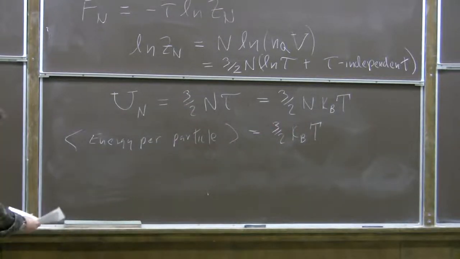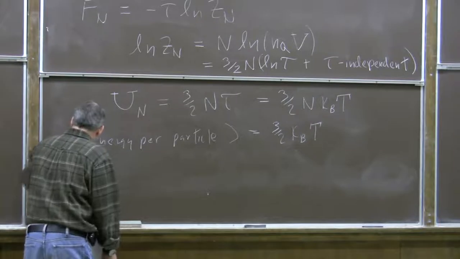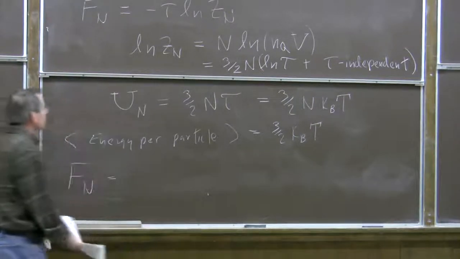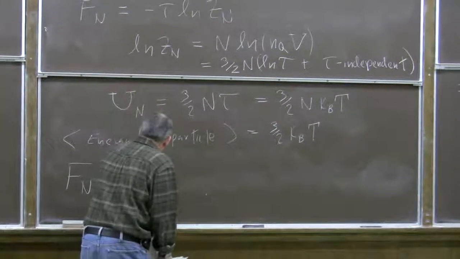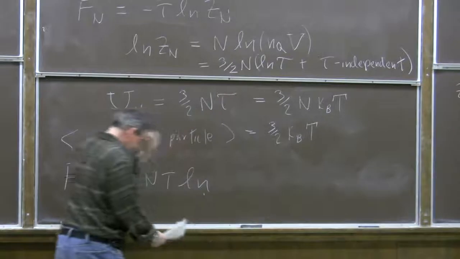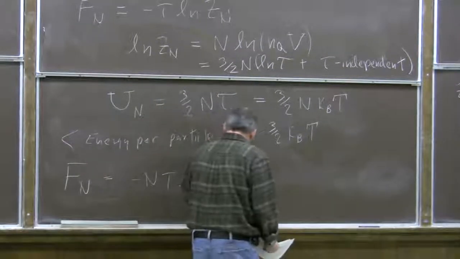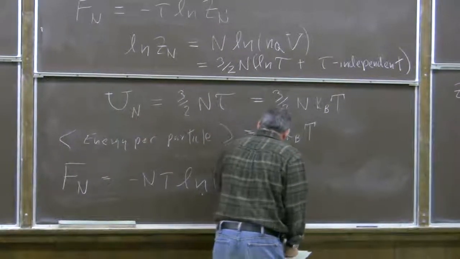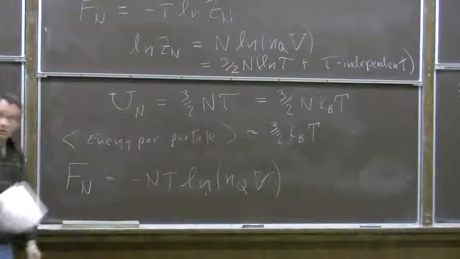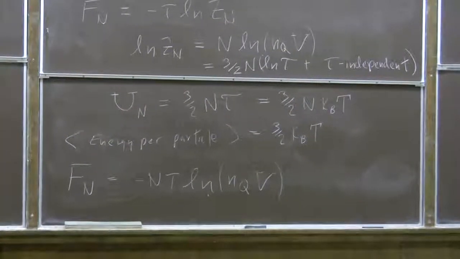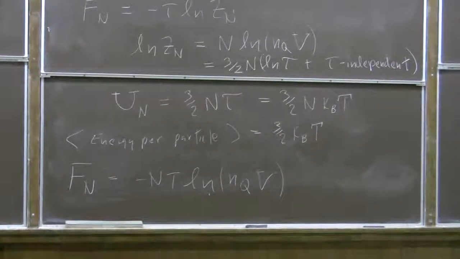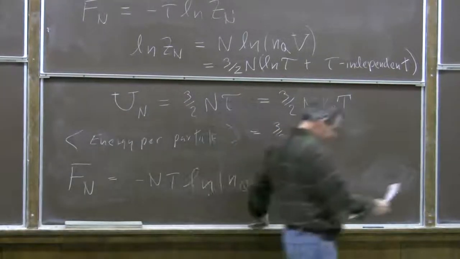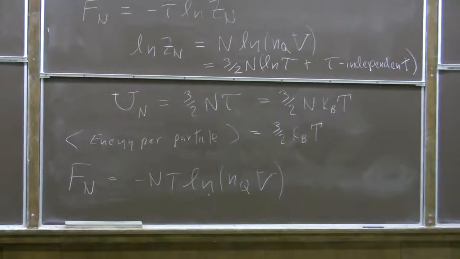So for the free energy, I just have to take the log and multiply by minus tau. So that gives me minus n tau in front of natural log of quantum concentration times volume. Now remember, to review Tuesday's lecture, we know how to write changes in the free energy in terms of changes of volume and temperature.